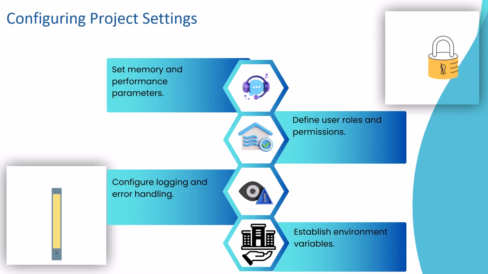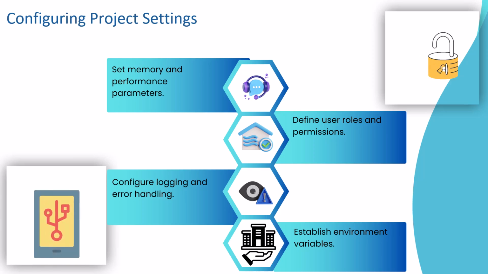Project settings are where you fine-tune things, like adjusting the volume on your playlist for the perfect vibe. Define permissions so everyone knows their role, set logging for tracking progress, and make sure those error handling mechanisms are ready. Because if something goes wrong, we need a plan.